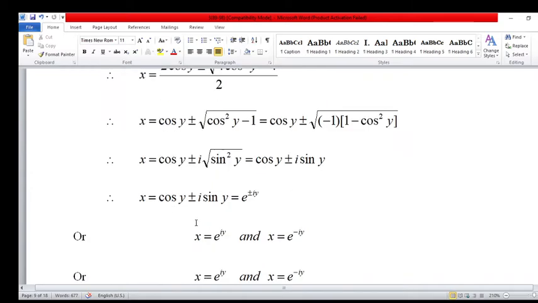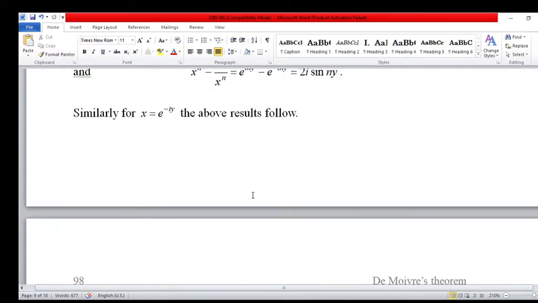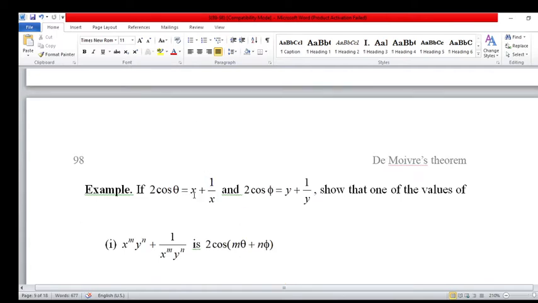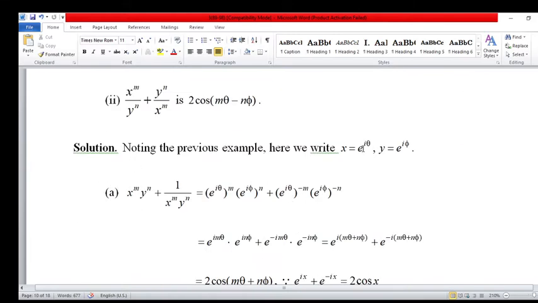Now the solution. Come back to this example. After solving, x is equal to e raised to the power plus minus iy. The same thing applies here. For the first condition, x is equal to e raised to the power plus minus i theta, and y is equal to e raised to the power plus minus i phi. So we take only the positive sign here. x is equal to e raised to the power i theta, and y is equal to e raised to the power i phi.